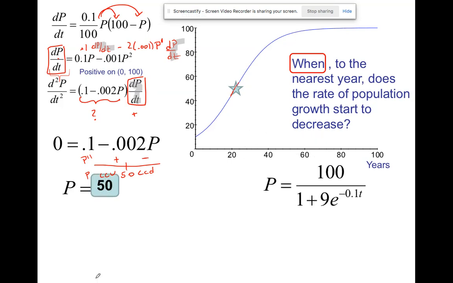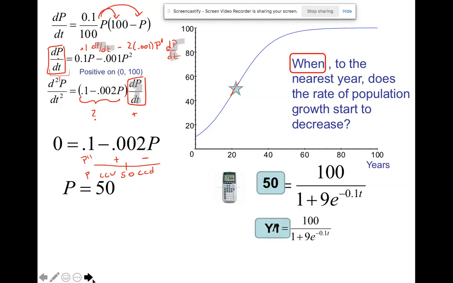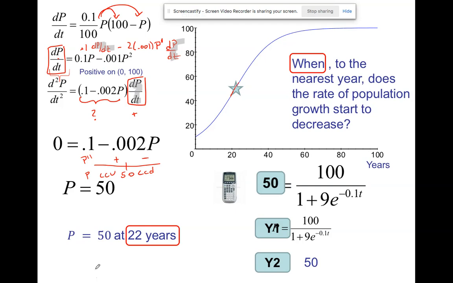Plug 50 in for P. Wait, I feel like I already did that. Oh, snap, that's called planning, right? You already did this. I did this at the beginning of the worksheet, but in reality, AP is probably going to ask you to do it here. So show you have a calculator, you don't need to do this math. Show that you have put 50 equal to your growth model. Your growth model is in Y1, and Y2 is 50. You're going to do your intersection, which is what we did before, round to the nearest whole year, and we get 22 years.